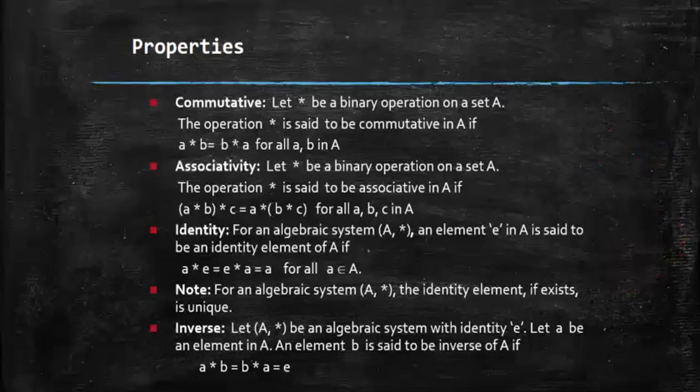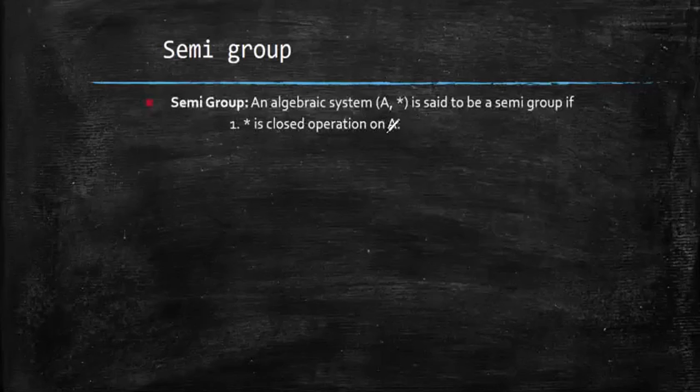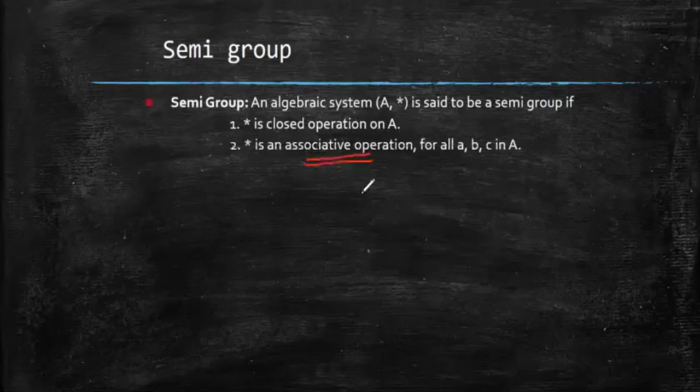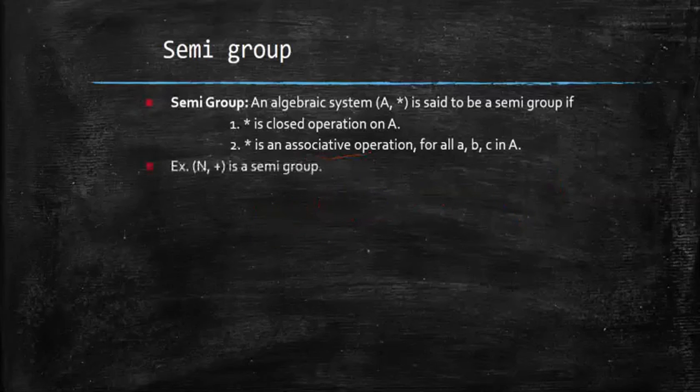The next is semi-group. So what do you mean by a semi-group? In the case of a semi-group, the operation is associative. If we are taking an algebraic system, it is said to be a semi-group if, first, it is a closed operation on A. So this is basically for any algebraic system, it should satisfy the closure property. Apart from that, in the case of semi-group, it should also satisfy the associative operation. What was the associative operation? If I take X, and if your operation is circle, so X circle Y circle Z is equal to X circle Y circle Z, or X of Y of Z. So this is your associative property. It should satisfy this associative operation for all A, B, C in A.